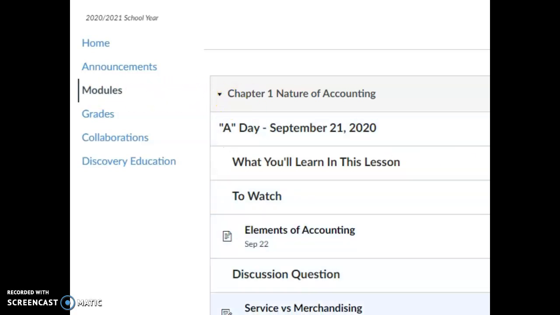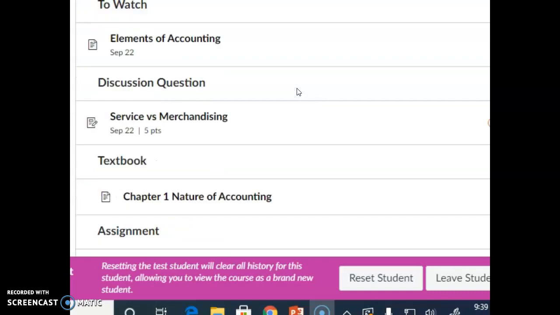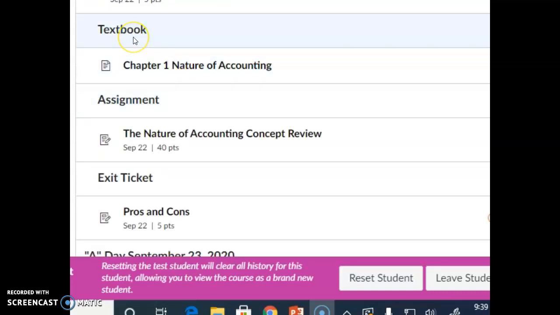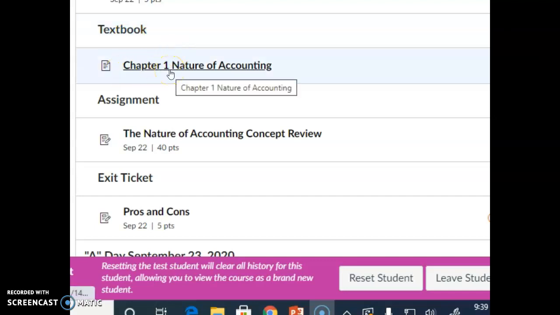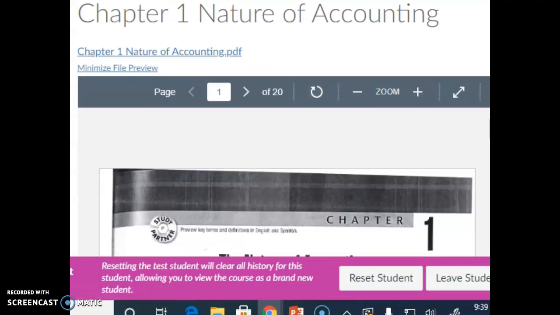and our module is arranged so that you see everything together because I put it under the chapter, Nature of Accounting. So it's arranged by day. And another thing I wanted to point out to you is you have a textbook here, and this is for you and this is where all your information will be. If you will open the textbook up, it should open by itself here.